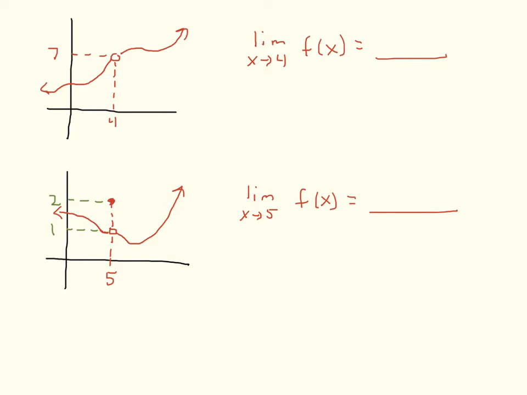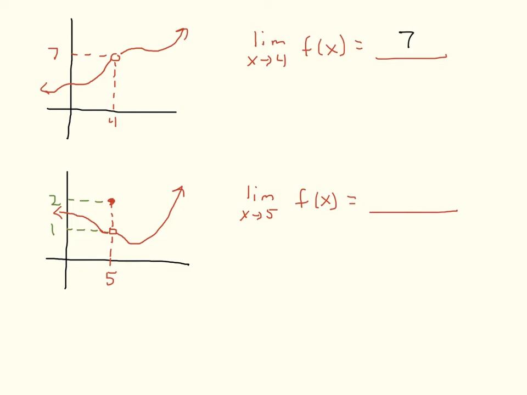Welcome back. In the first one, remember what's happening in this case. We want to find the limit as x approaches 4 of f of x. As I come from the left, moving closer to 4, using x values getting closer and closer to 4, my function values are getting closer to 7. And as I come from the right, my function values are also getting closer to 7. So in this particular problem, I know the limit as x approaches 4 of f of x is going to be 7.